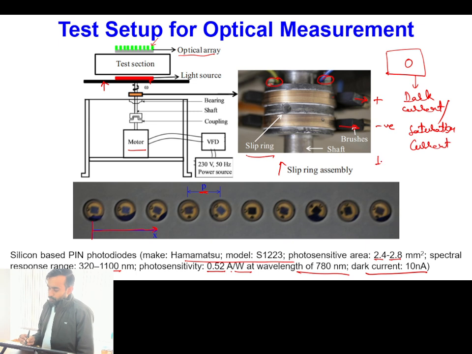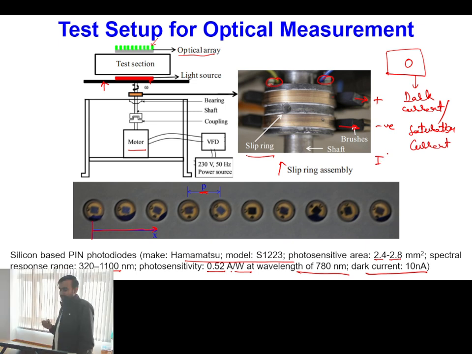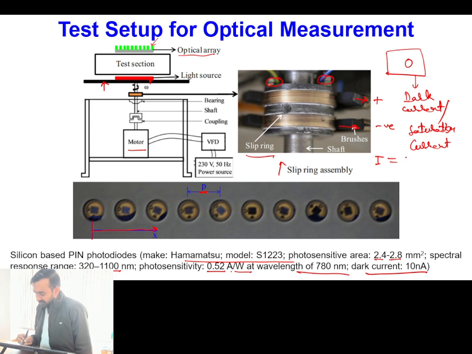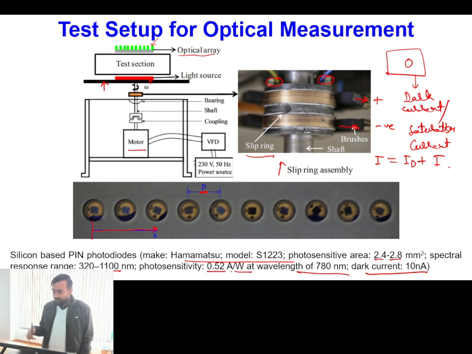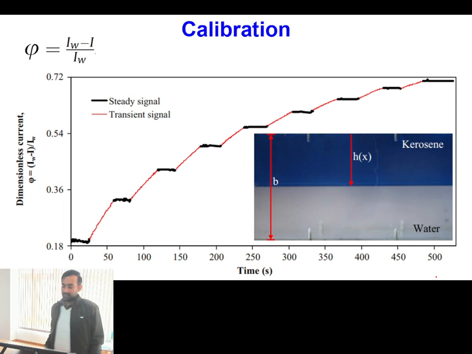So whenever you measure the current output of a photodiode, that is nothing but the sum of its dark current plus the signal corresponding to some supplied intensity of light. So dark current is 10 nanoamperes. It means it is very small in comparison to the output. Let's see what the output is in the next slide.